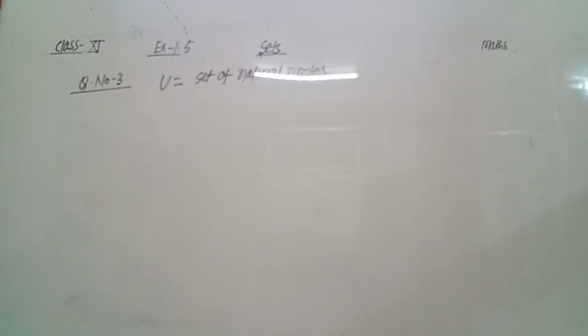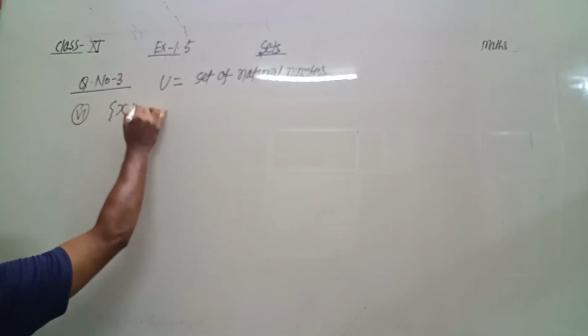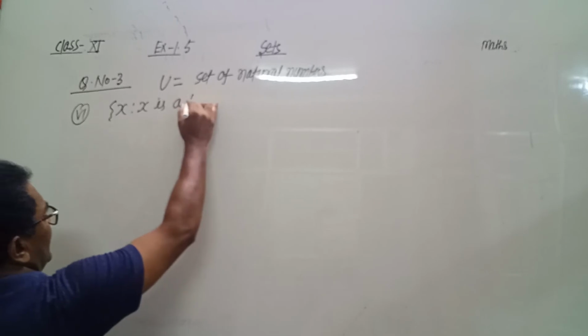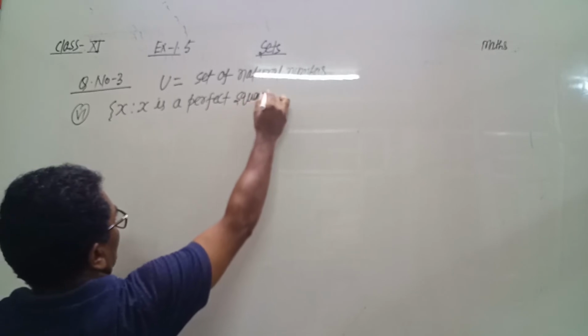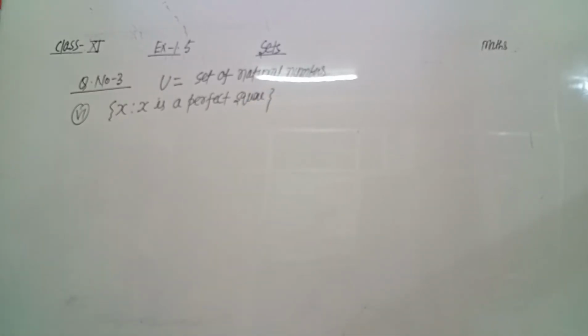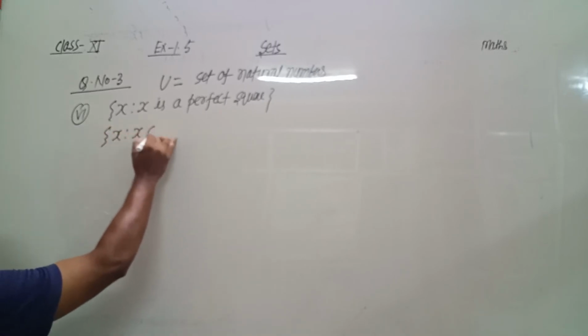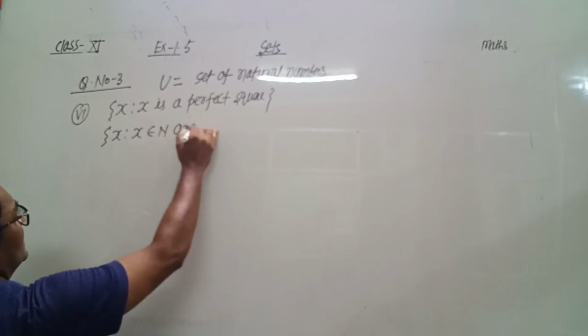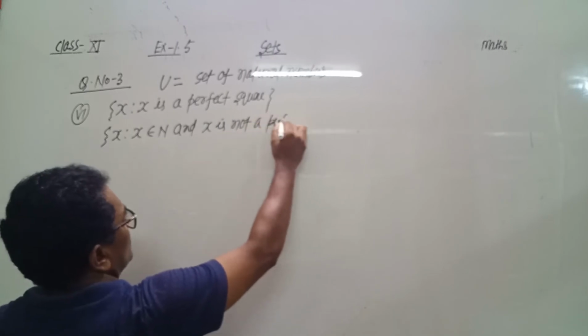The next part is the sixth part. X such that X is a perfect square. We have to write its complement. So X such that X is not a perfect square. Its complement will be X such that X belongs to N and X is not a perfect square.